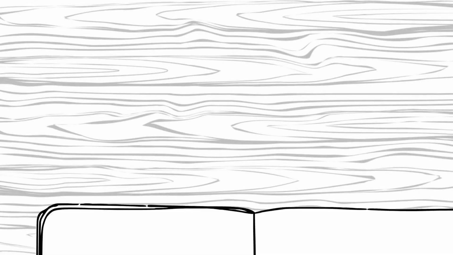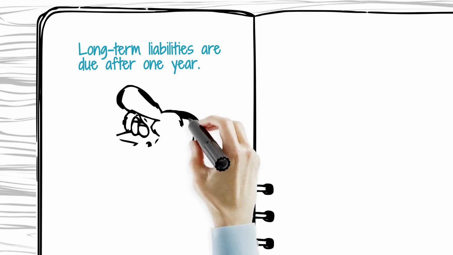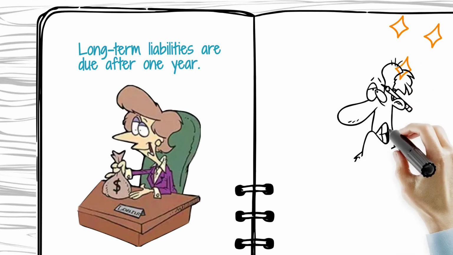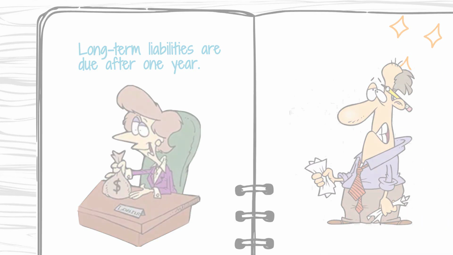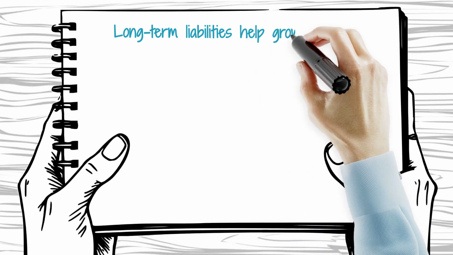Examples include bank loans, bonds payable, lease obligations, and pension liabilities. Businesses often use long-term liabilities to finance growth, buy equipment, or expand operations. While they can help a company grow, they also create future payment commitments that must be managed carefully.